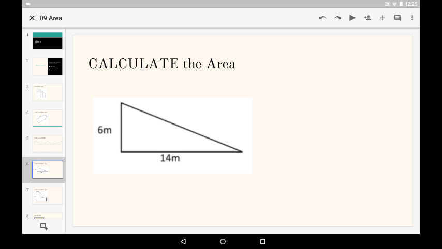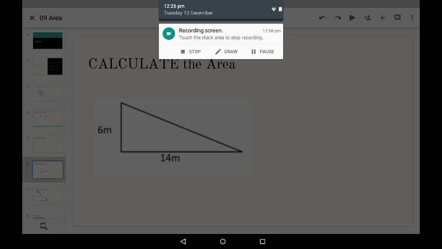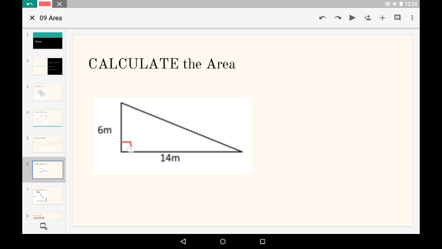Now let's look at an example. This one's fairly straightforward. We have a 90-degree angle right here. We have our base, we have our height, so we just have to calculate. Just like area of a rectangle, you need to show me 4 different things. First, you need the formula. So area equals base times height divided by 2.